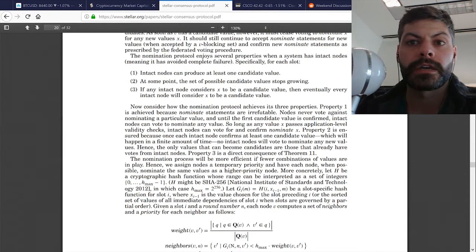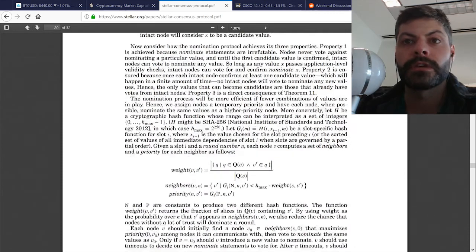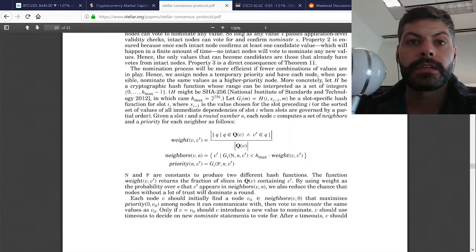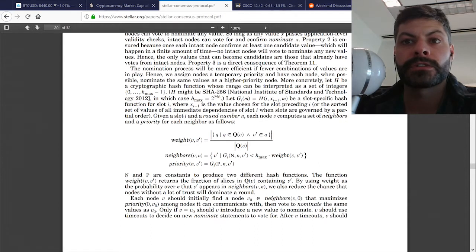Given a slot i and a round number n, each node v computes a set of neighbors and a priority for each neighbor as follows. See figure below. N and P are constants to produce two different hash functions. The function weight(v') returns the fraction of slices in the function Q(v) containing v'. By using weight as the probability over n that v' appears in neighbors_n(v), we also reduce the chance that nodes without a lot of trust will dominate around.